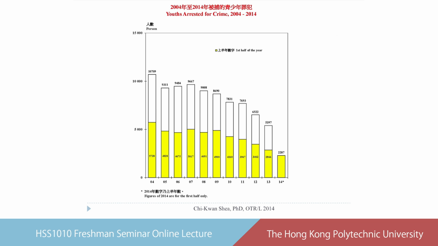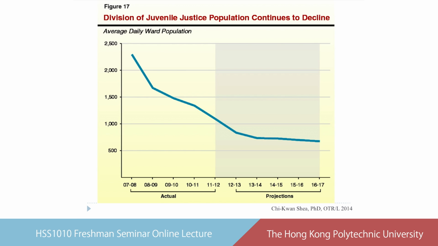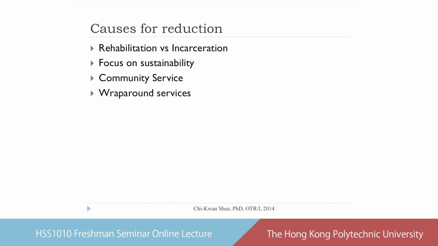The good news is juvenile crime rates have been steadily falling in Hong Kong, as you can see in this chart. The same phenomenon is happening in the US. Youth arrests and confinement have been dropping for the last 15 years, and are expected to continue to decline. There are several main reasons for that reduction: the growing trend of promoting rehabilitation versus incarceration, and providing the adolescent with opportunities to perform community service. Delinquent teens are often provided wraparound services. That means social services, counseling, and drug rehabilitation to assure that the educational, vocational, and individual needs are being met. All these policies are found to be effective in lowering the crime rate.